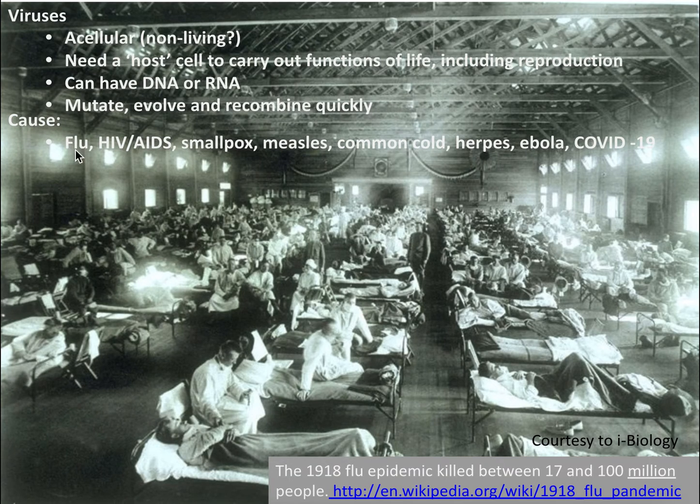Some of the things they've caused are the flu, or HIV, or AIDS, smallpox, measles, the common cold, herpes, Ebola, and COVID-19. This is a picture here of the Spanish flu, or the 1918 flu epidemic, which killed between 17 to 100 million people. This was a lot of people during that time.